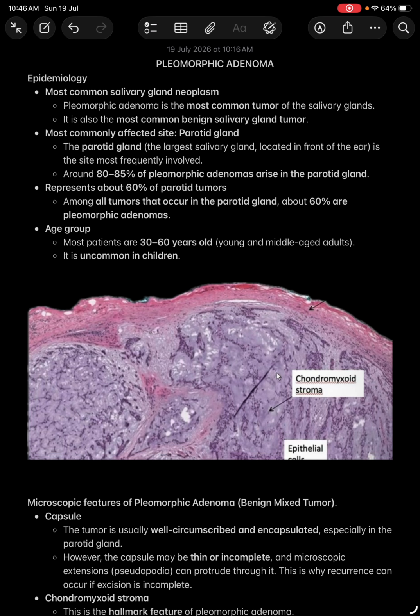They represent about 60% of parotid tumors. Of all tumors that occur in the parotid gland, about 60% are pleomorphic adenomas. The age group is 30 to 60 years. It is uncommon in children.